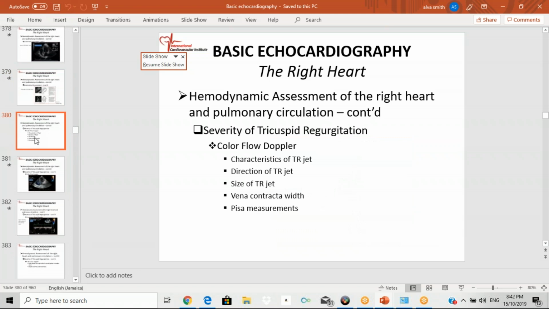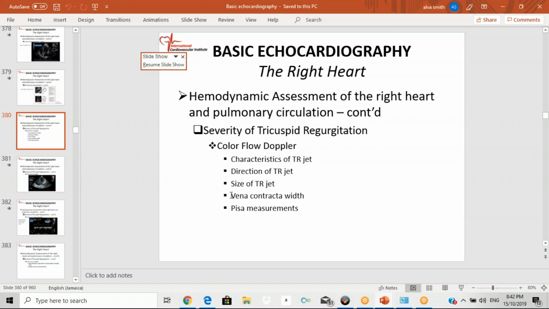So when we determine the severity of the TR, we look at the color flow Doppler, and we look at the characteristics of the TR jet. If it's a wall-hugging jet, or if you have the Coanda effect, then it usually suggests severity. So if the jet loops around the right atrial wall, it's usually a significant amount of TR. So the direction of the jet, the size of the jet, okay?